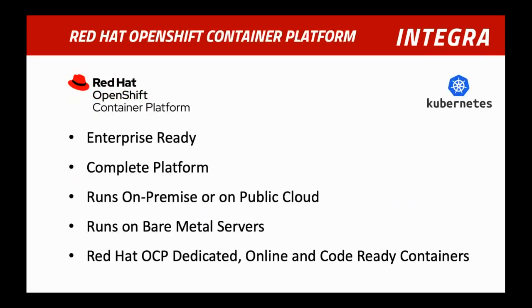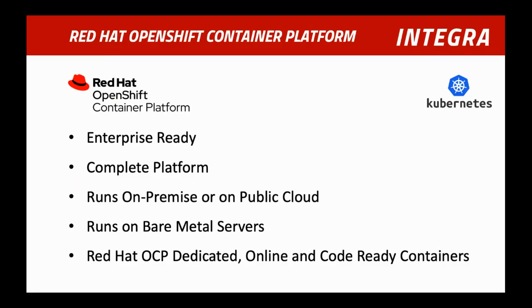OpenShift is an enterprise-ready Kubernetes. Basically, what that means is that OpenShift has all the features ready and built to support enterprise customers, which normally have unique requirements such as single sign-on and role-based access control. These enterprises have requirements like auditing, logging, and monitoring.